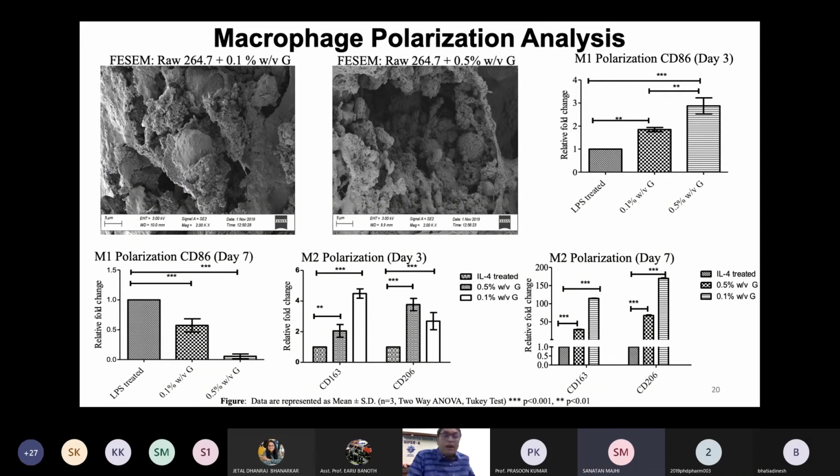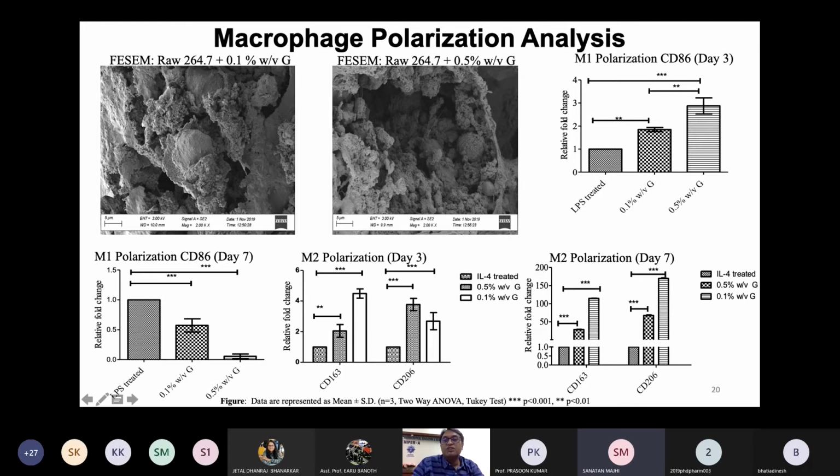We wanted to see macrophage polarization. As I told you, macrophages live in either a pro-inflammatory or anti-inflammatory state, and there is a delicate balance between these two. In the cell attachment study, we saw that cells are nicely attached on both the 0.1% and 0.5% graphene. And what we checked is whether the cells are polarized towards the M1 type or M2 type.